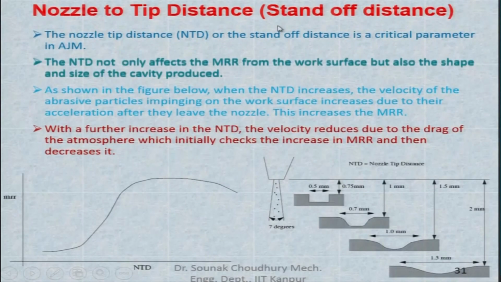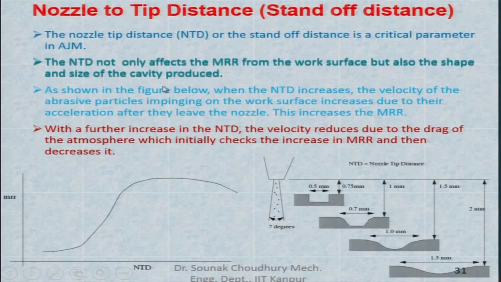Now, the nozzle tip distance, this is the standoff distance. I already told you that the nozzle tip distance, or the standoff distance, is the distance between the workpiece and the nozzle tip, and that is very important to maintain the quality of the machined surface. The nozzle tip distance is a critical parameter in abrasive jet machining. It not only affects the material removal rate from the work surface, but also the shape and size of the cavity produced.